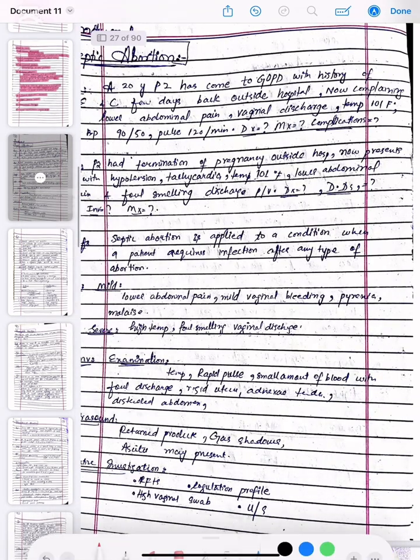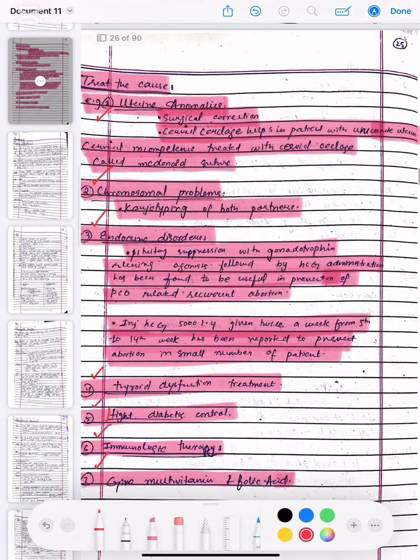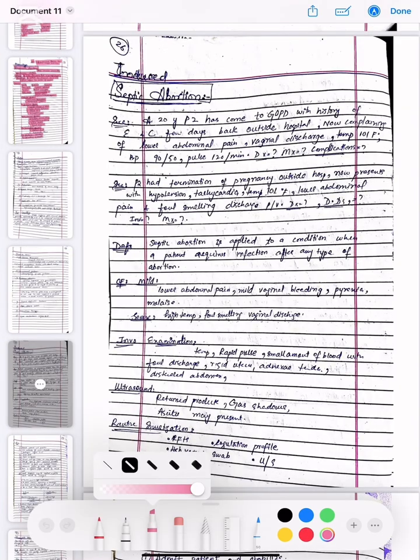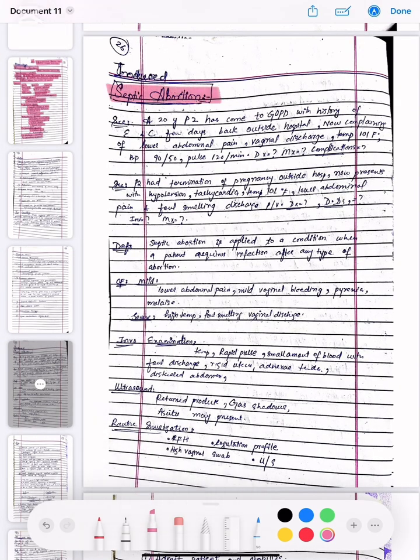Now coming towards the septic abortion. For septic abortion, we have a scenario that a 20-year-old P2 has come to the OPD with a history of E&C a few days back outside hospital. Now she is complaining of lower abdominal pain, vaginal discharge, and temperature. The BP is 90/50, pulse is 120 per minute. So, what is the diagnosis, the management, and the complication?